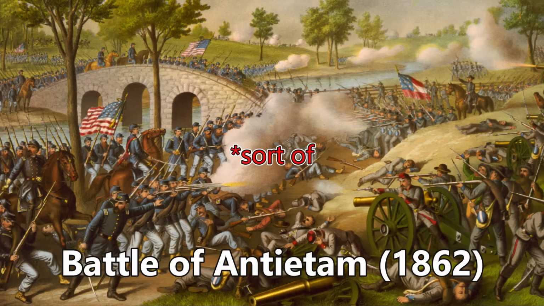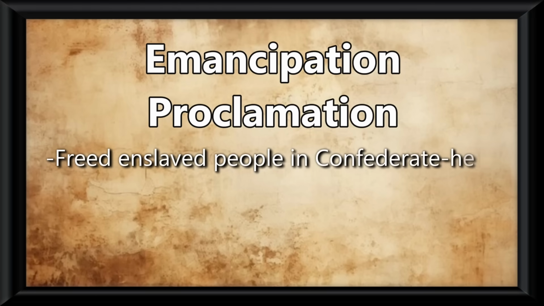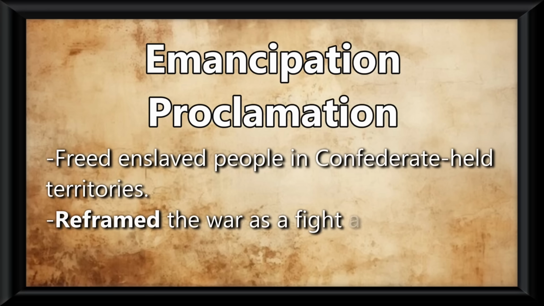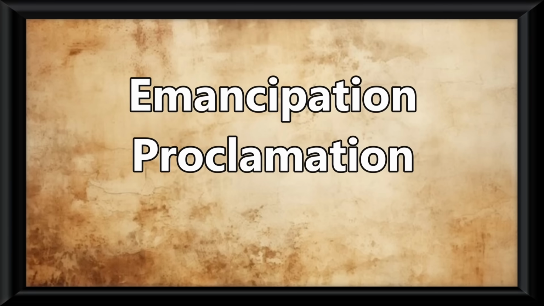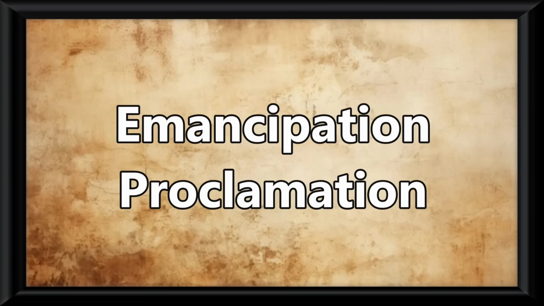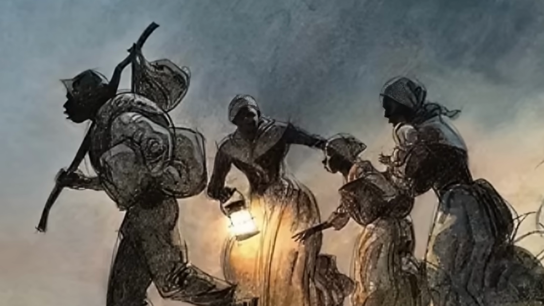And after the Union's sort of victory at Antietam, he issued the Emancipation Proclamation. This document freed enslaved people in Confederate-held territories, but not in border states. It reframed the war as a fight against slavery, not just Union preservation. And third, it kept Europe, especially Britain and France, from recognizing the Confederacy. Now, even though it didn't immediately free all enslaved people, it was a game changer, because now thousands of formerly enslaved people escaped plantations and enlisted in the Union Army.